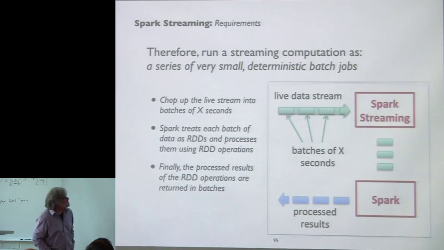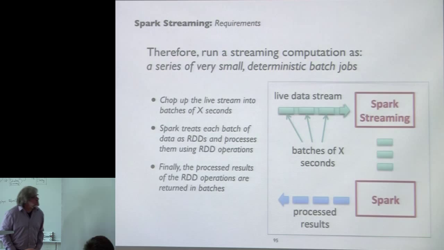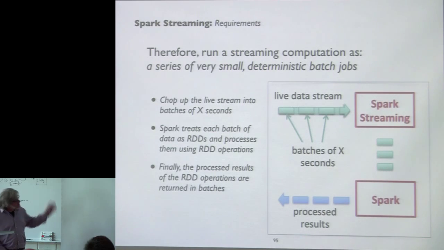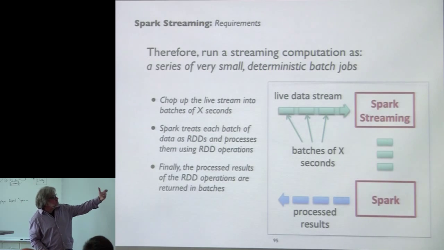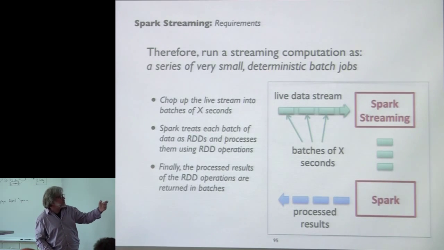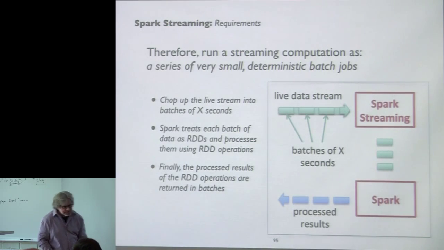The way that this works is based off of what Google called MillWheel with microbatches. You take the live data stream and split it up into microbatches of some time period. And then each microbatch is handled much the way that Spark would be running a batch job.